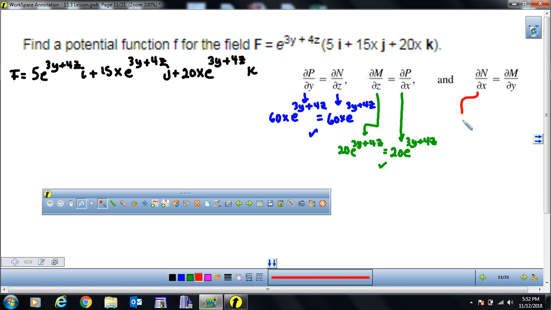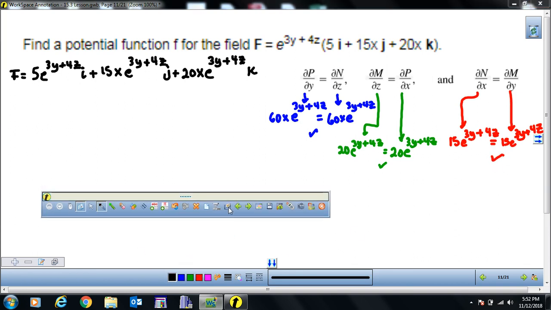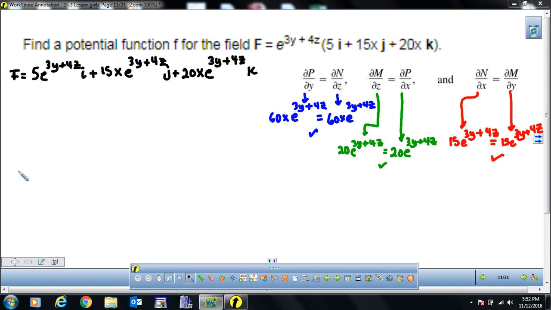Now check on the last one. The derivative of the middle component with respect to x, the derivative of 15x will be 15. So it's 15 times e to the 3y plus 4z, and the derivative of the first component with respect to y, the derivative of 3y would be 3 times 5. It would be 15e to the 3y plus 4z. And we can clearly see that it satisfies the condition of a conservative field. So we can say that F is a conservative field.